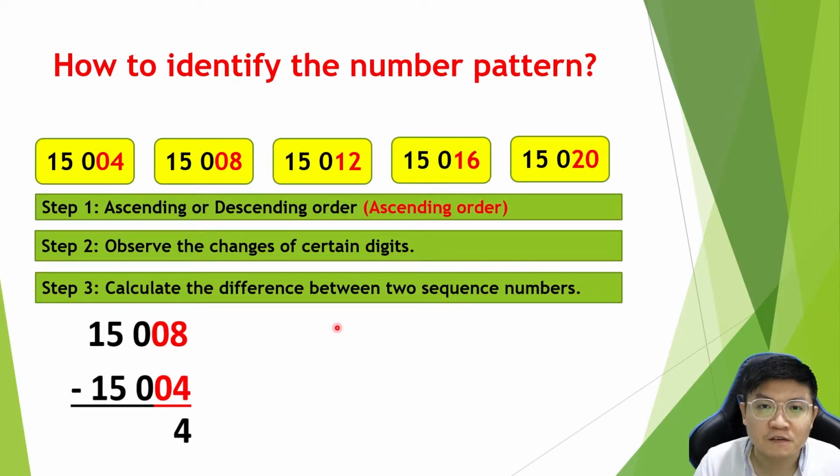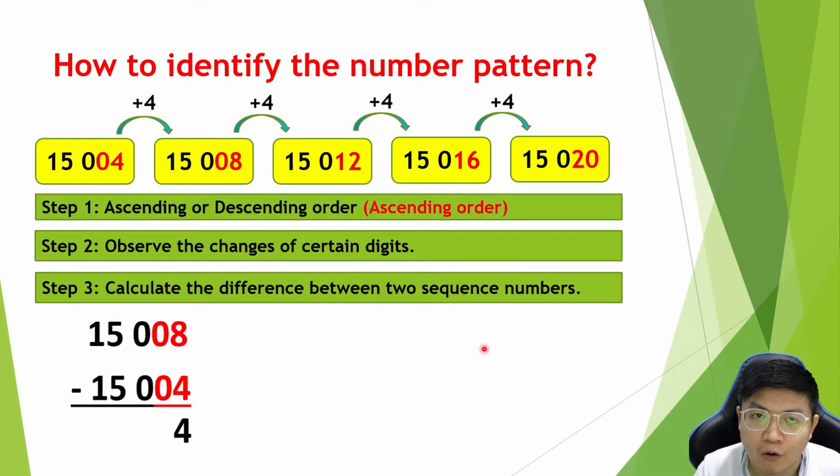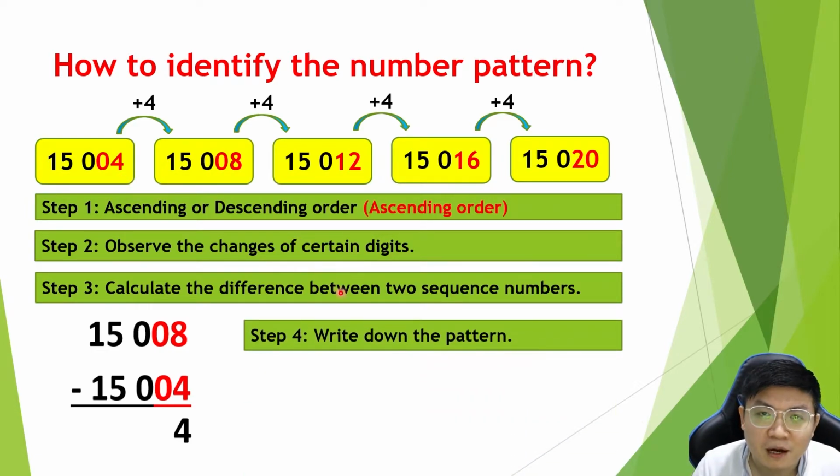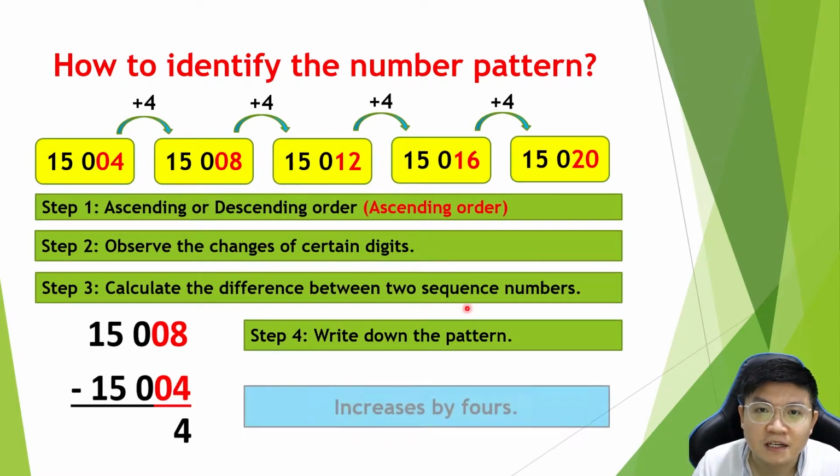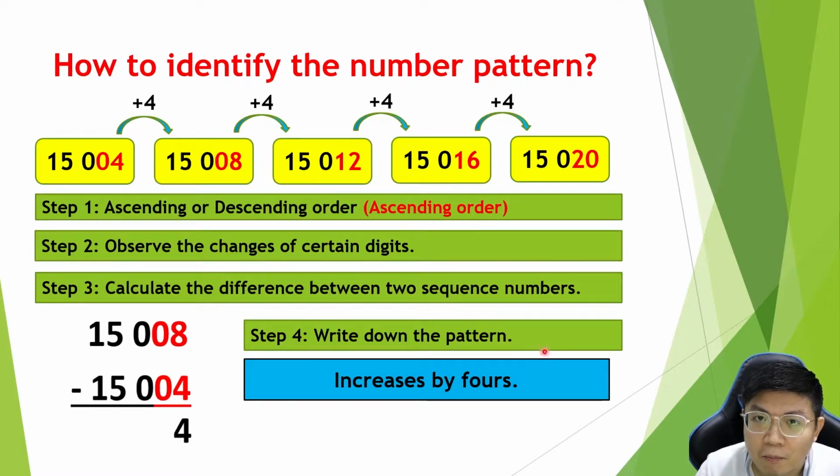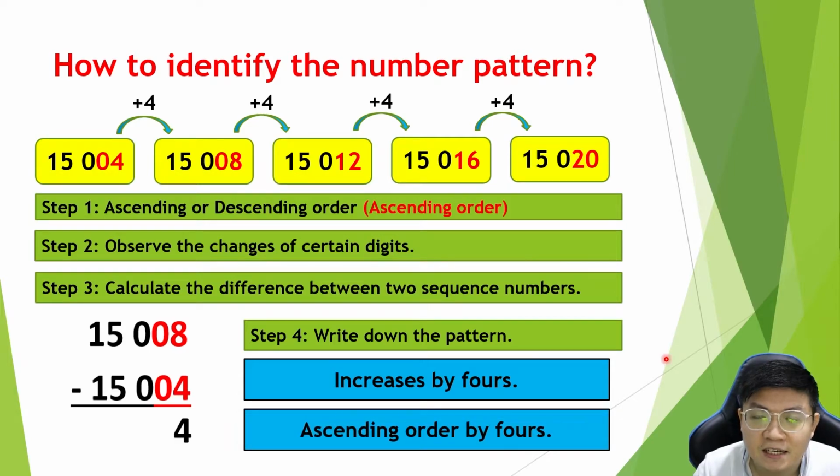Now, I know the difference is 4, and I also know this is ascending order. The number is getting big. Therefore, I know the pattern is actually plus 4. From the first number to the second number, I know it has to be plus 4. Therefore, your step number 4 is time for you to write down the patterns. Now, the pattern here written is increase by 4s, or you can write ascending orders by 4s. So this is a number pattern.